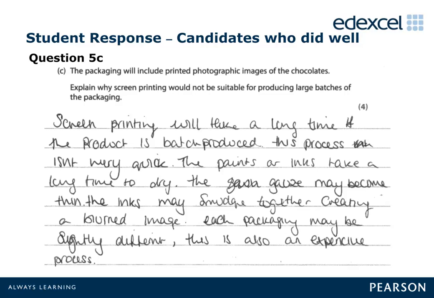A common response was the process takes a long time. In this example, this is expanded upon by stating this is due to the ink taking a long time to dry. As these points are related, 2 marks can be awarded. The candidate also identifies that there could be a blurred image, which leads to packaging being different. Again, the points are linked and both marks awardable. Provided candidates justify their statements appropriately, credit is given even if the identification and justification are contained within different marking points in the mark scheme.